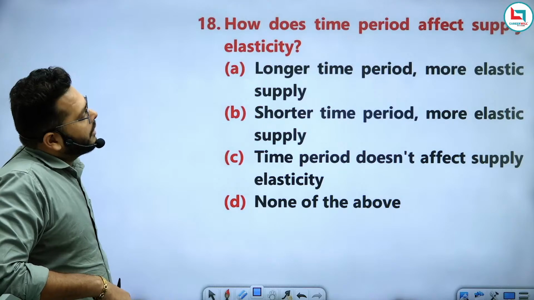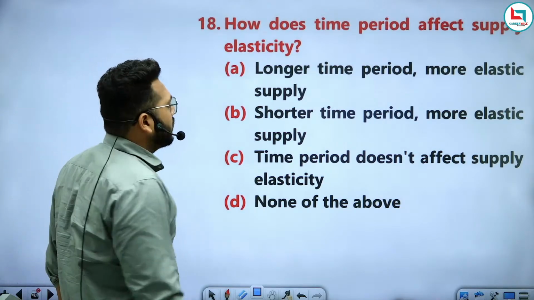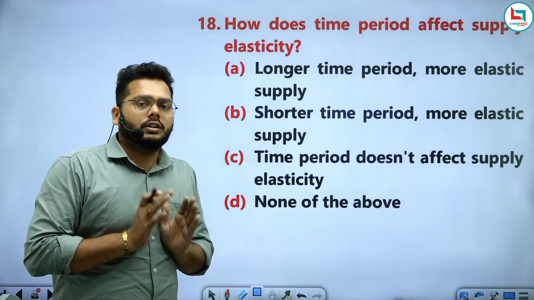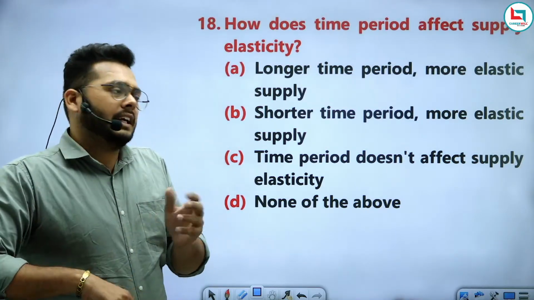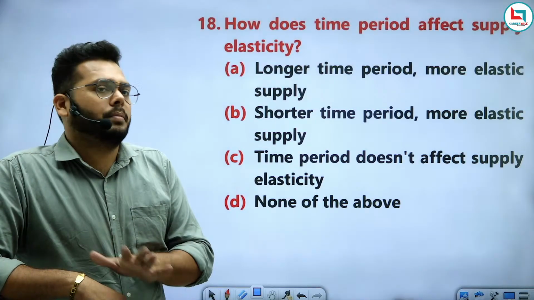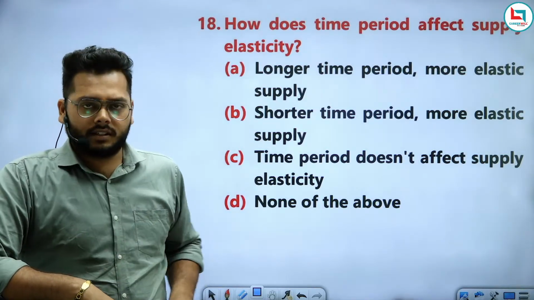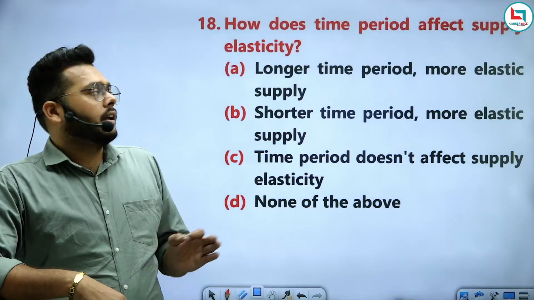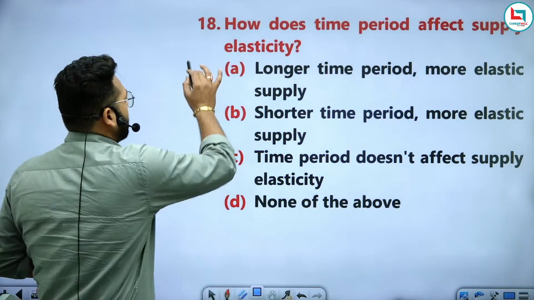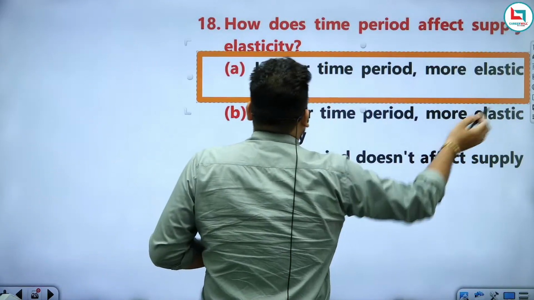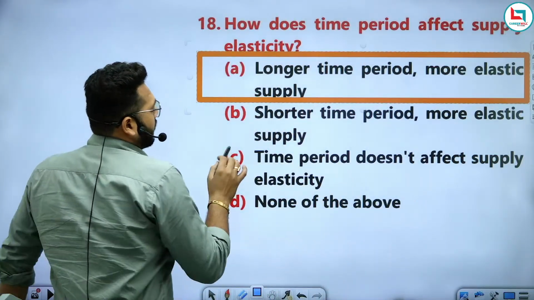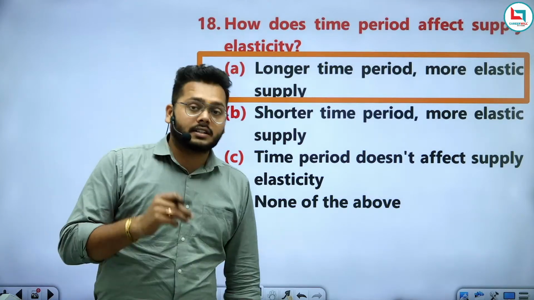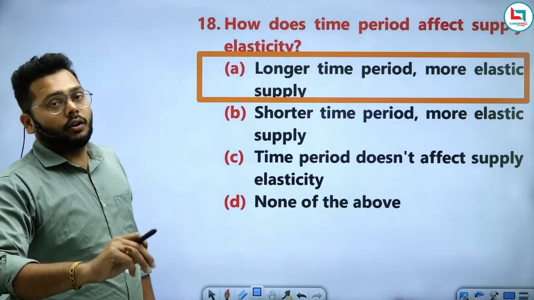So how does time period affect the supply elasticity? Shorter time period more elastic supply? Definitely not. In the short term, the producer never thinks to increase or decrease the supply. He thinks about it only when there is a longer time period. Time period doesn't affect the supply, that we cannot say, because time period actually affects the quantity supplied by the producer.